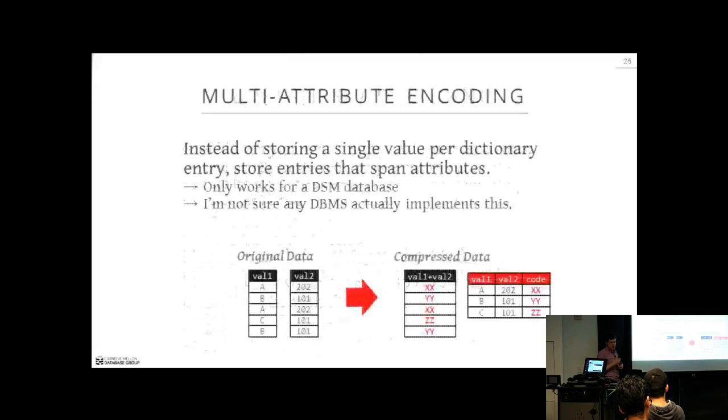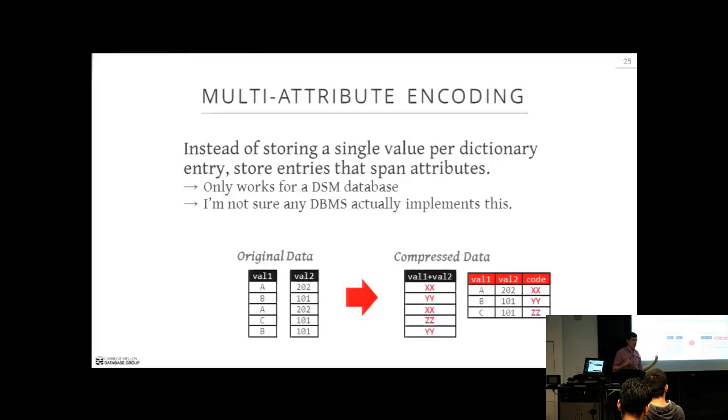Dictionary encoding is also kind of cool because it allows you to do multi-attribute encoding. Let's say that I have a table that has two columns, value 1 and value 2. Rather than doing dictionary encoding across each single column separately, one by one, I can compute a single dictionary that combines the two values for both of these columns and store a single column that has the compressed value for both of them. So I now have one dictionary that can encompass two different columns.